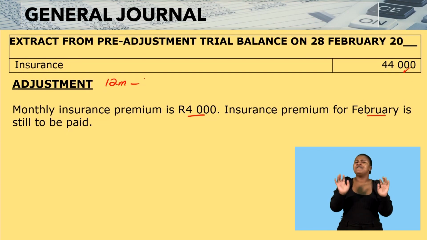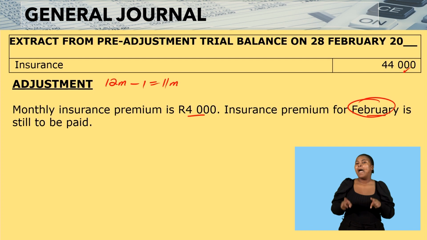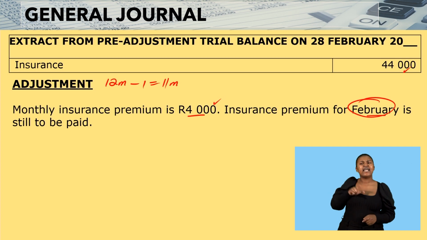That means of the 12 months, we have paid for 11 months. How do we get 11 months? We say the 12 months that we are supposed to pay minus the 1 month that we're still owing. Therefore, it means we have paid only for 11 months. But February is still to be paid. We are told that insurance premium is 4,000 per month. That means we are owing 4,000 to the insurance company.